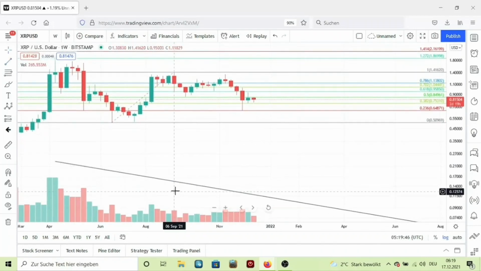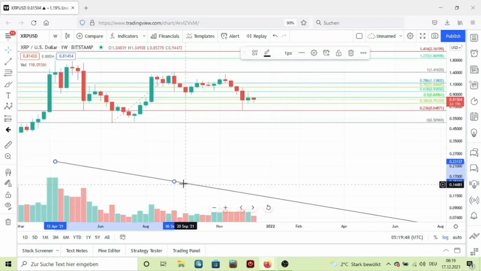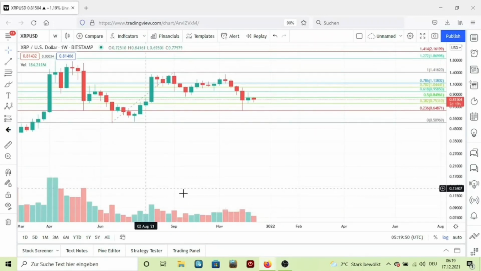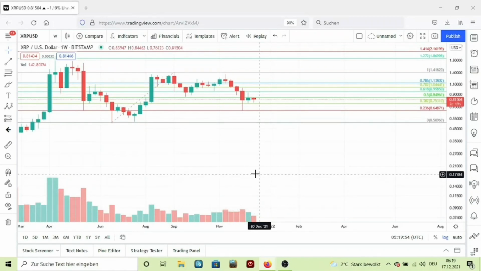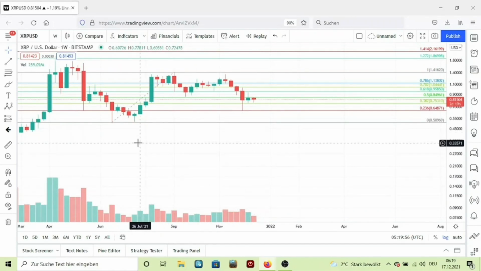So, okay, let's just delete this. I think we can all see that the volume is dropping quite significantly. That generally means that a trend is exhausting. So the downward trend is exhausting. Pretty much like you could see it here.